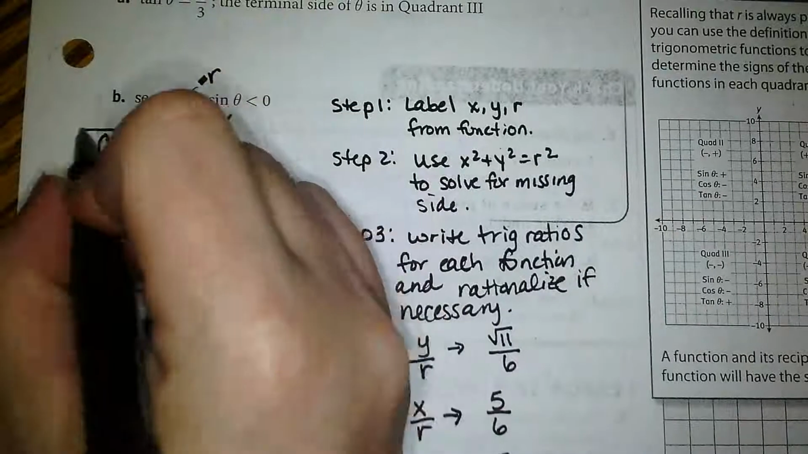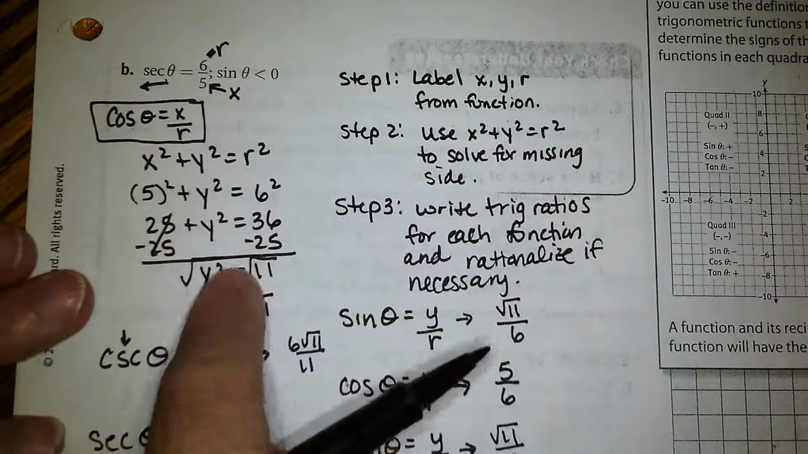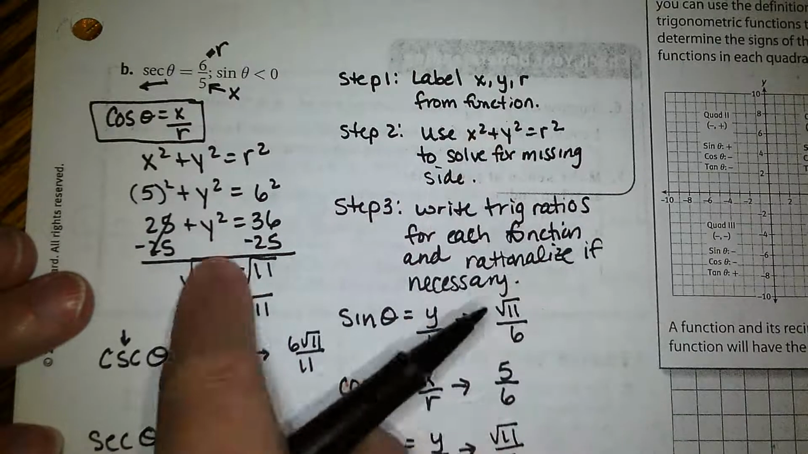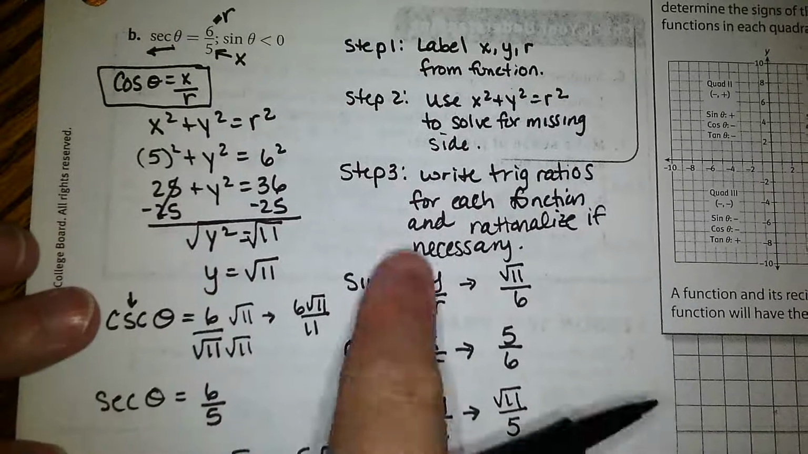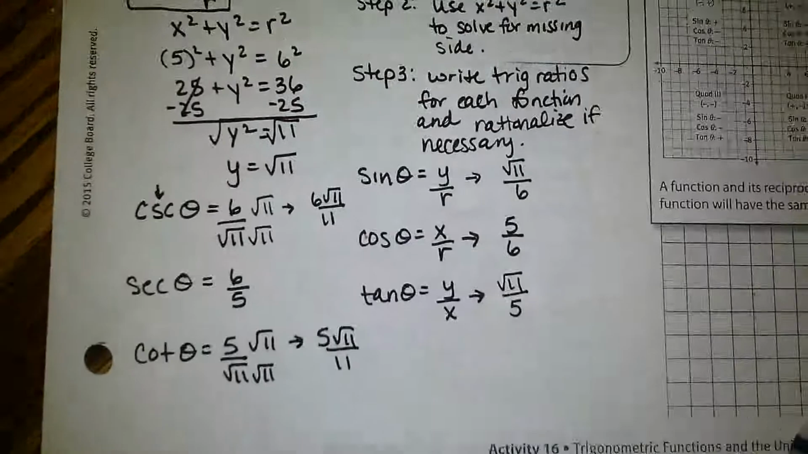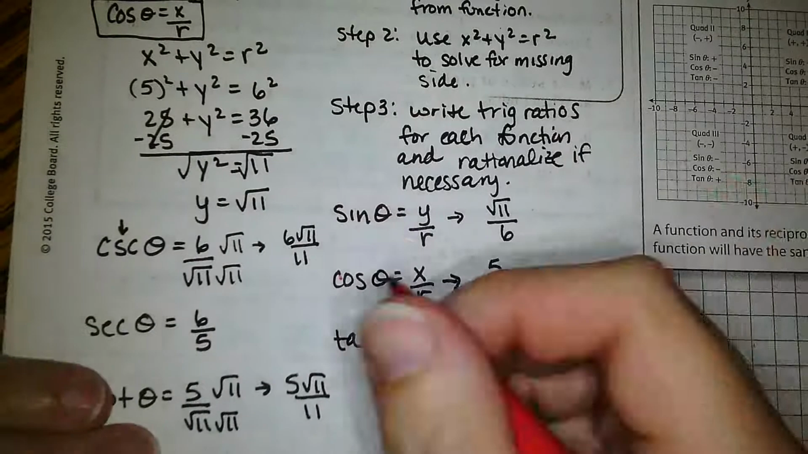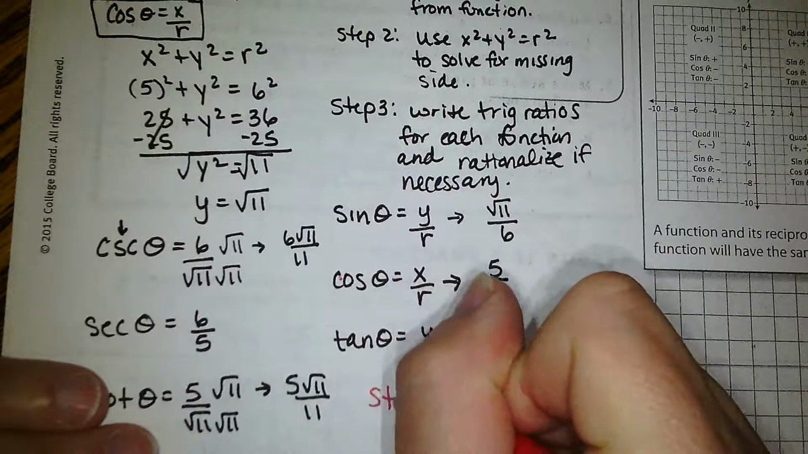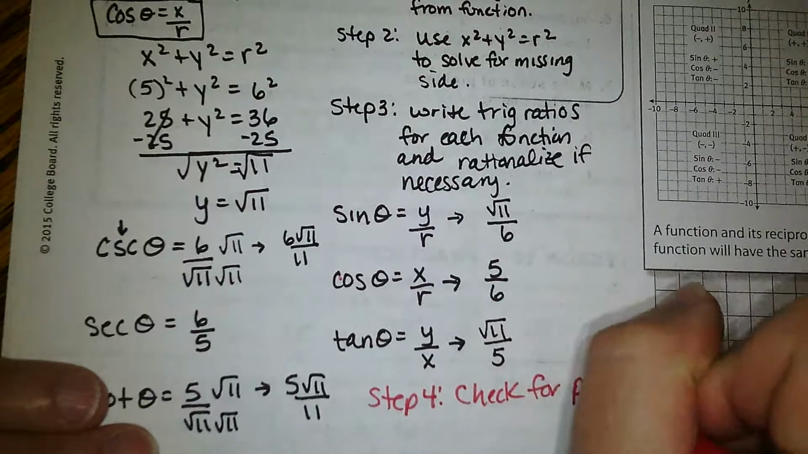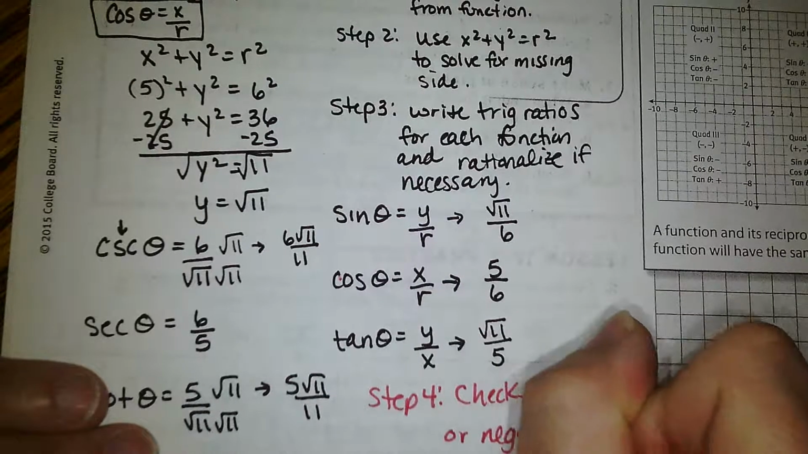So what we did was we labeled x, y, and r from our function because of our reciprocal function. So that's how we started. Then we solved for y because we knew x and r. We did not know y, so we solved for y. And then we wrote our trig ratios out and then took their reciprocals. The last step is to check for our sign values. Okay, check for sign values. So step 4, I'm going to do in red, check for positive or negative based on the quadrant.